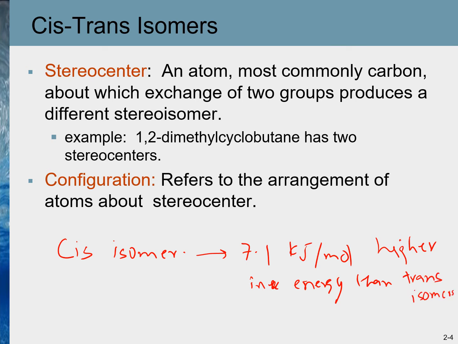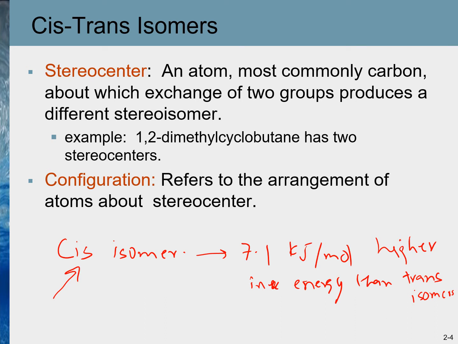In other words, trans isomer is more stable. This difference in stability can be attributed to the steric strain caused by the substituent group on the same side in case of cis stereoisomer.